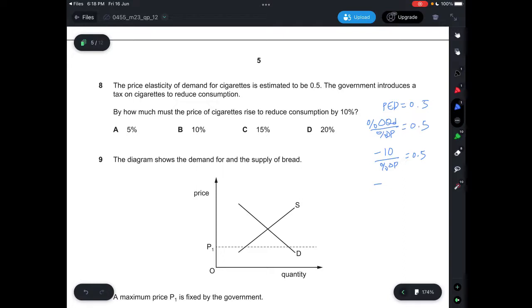So it will basically give us 20%, but do bear in mind that 0.5 itself must be negative, because first of all, the demand curve slopes downwards, so your elasticity will always be a negative number. So here I need to add negative to 0.5. Okay, so negative 10 divided by negative 0.5 equals percentage change in price. This will give us 20%. So answer is D.